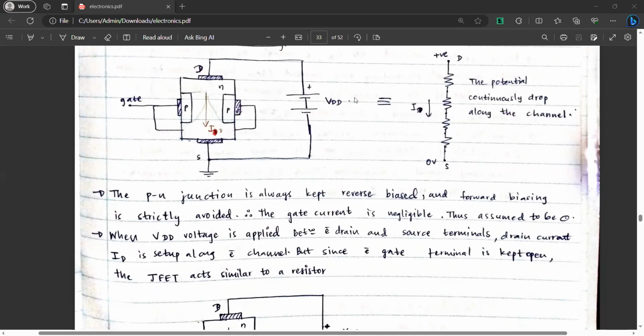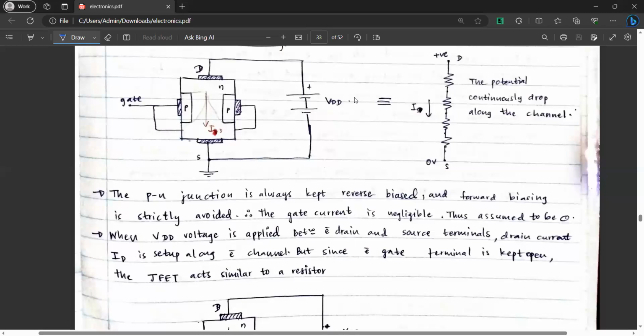So here, the PN junction is always kept reverse biased and forward biasing strictly avoided. Therefore, the gate current is negligible. Thus, it is assumed to be zero. Hope this point is clear.